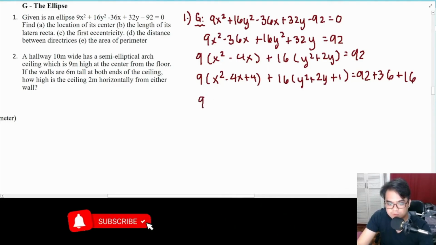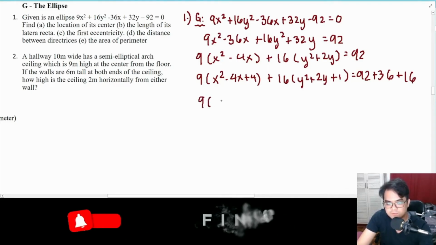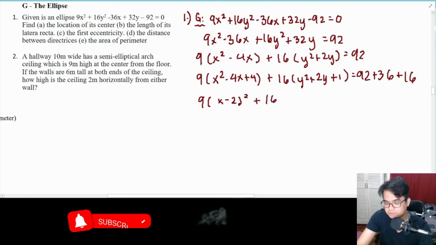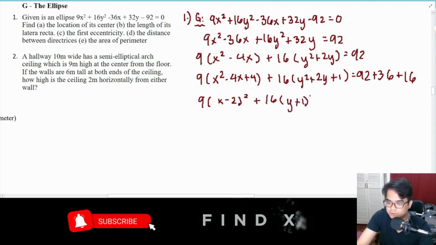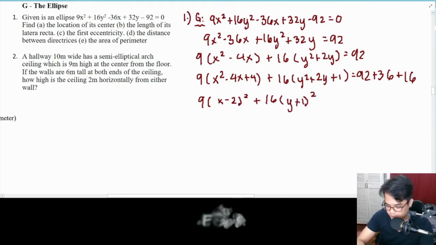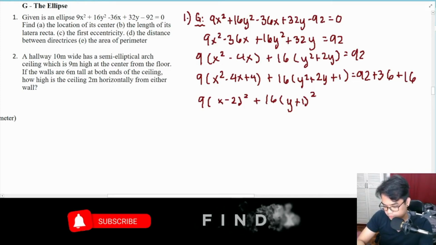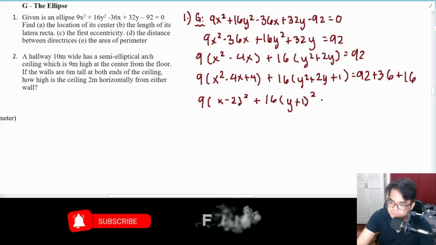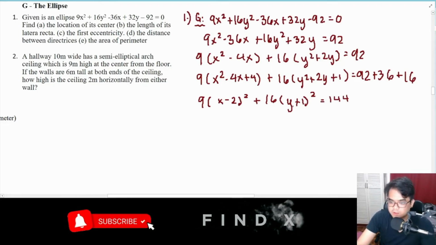And then that will become 9 times. So factoring this one, we'll have x minus 2 squared plus 16 times y plus 1 squared. And this will become, let me use my calculator. So this is 92 plus 16 plus 36. That's 144. And then divide everything by 144 because the left side must be equal to 1.